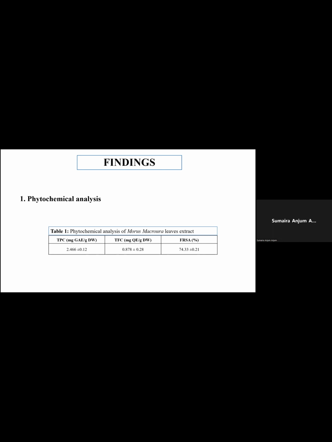Now coming towards our findings, first we have done the phytochemical analysis in terms of the total phenolic contents, total flavonoid contents, and the free radical scavenging activity. As we all know, plant extracts are naturally enriched in various kinds of phytochemicals, like polyphenols, ketones, carbohydrates, and other secondary metabolites, which have the natural capability of reducing the metal ions to form the metallic nanoparticles. When we performed the TPC and TFC analysis, this plant extract was found to be rich in phenolic and flavonoid contents, which corresponded to its highest free radical scavenging activity.